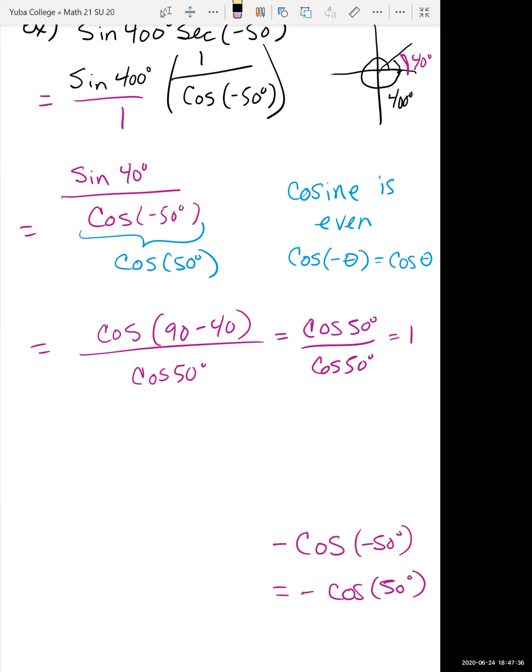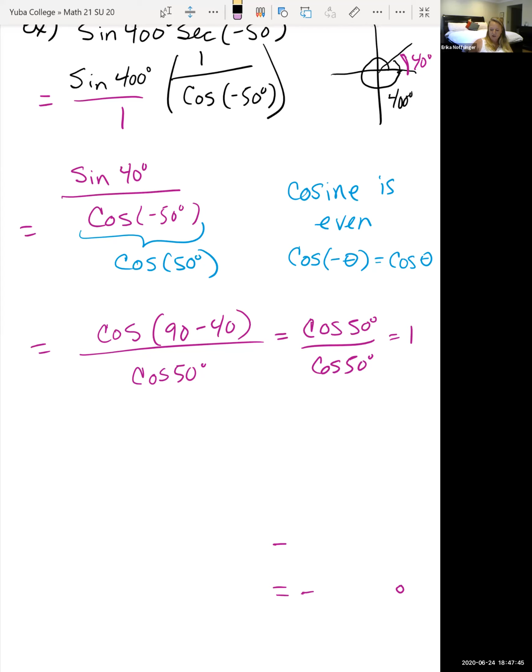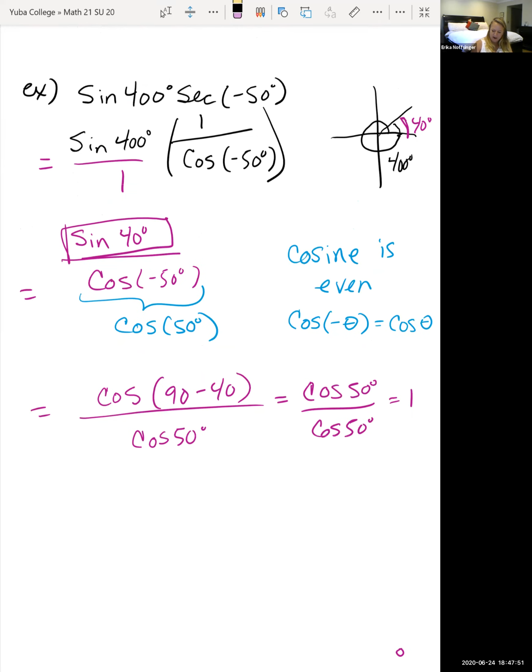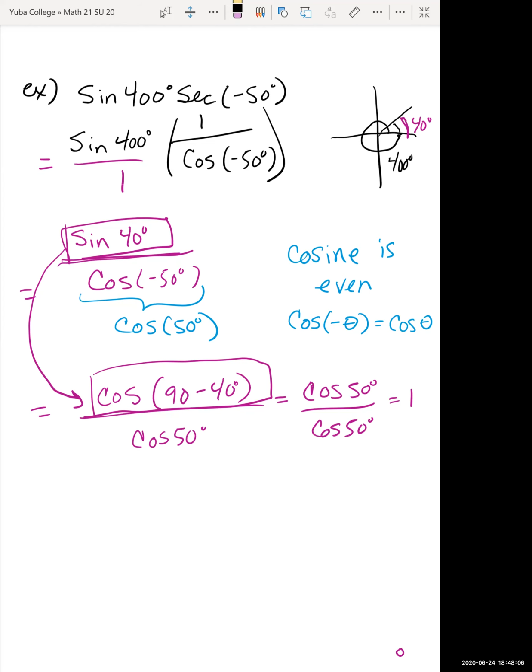Professor, what happened to sine 40? Sine 40, I was using the rule that it's a cofunction to cosine. So sine 40 is the same thing as cosine of 90 minus that angle. I was trying to manipulate it so that what was in the numerator and denominator was exactly the same so we could evaluate it. Okay.